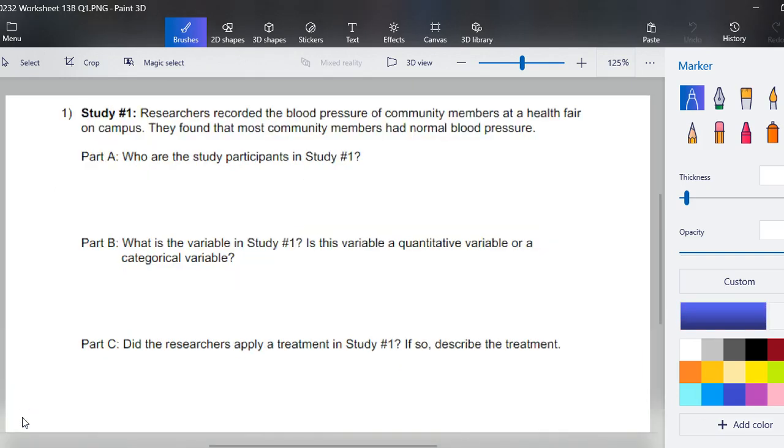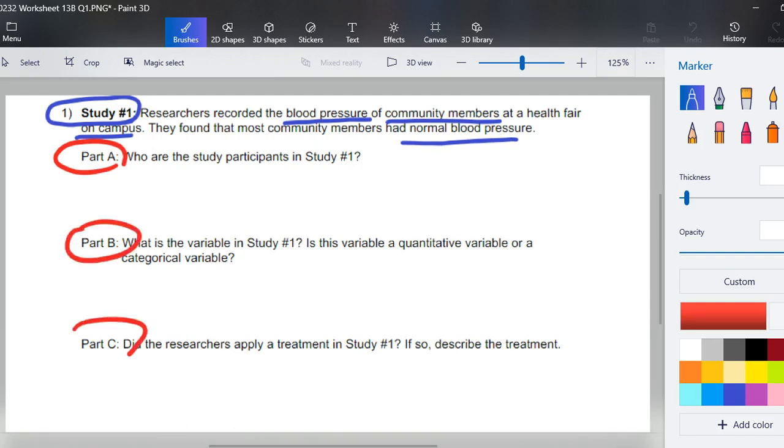So now looking at question number 1, and it's talking about study number 1. Researchers recorded the blood pressure of community members at a health fair on campus, and they found that most community members had normal blood pressure. So a couple of really good questions to think about and make sure you fully understand.